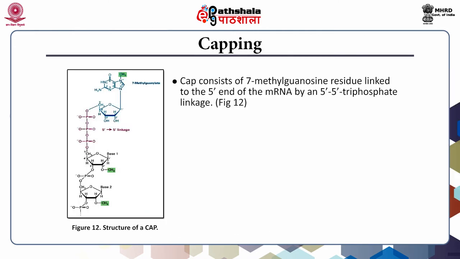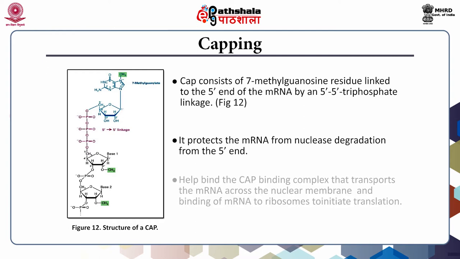At the 5' end of the eukaryotic messenger RNA molecules is present a 7-methylguanosine residue linked to the 5' end of the messenger RNA by a 5'-5' triphosphate linkage representing a cap. It protects the messenger RNA from ribonuclease degradation from the 5' end and also functions to bind the cap binding complex that transports the messenger RNA across the nuclear membrane to the cytosol. The cap binding complex further contributes in binding of the messenger RNA to ribosomes to initiate translation.